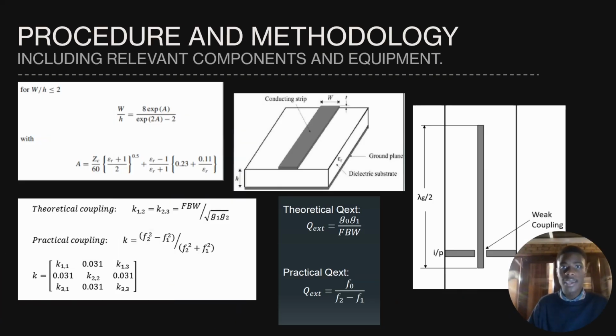Our microstrip layout consists of a half-wavelength resonator implementation. Now, before simulating our microstrip design in ADS, we must first calculate its values. This includes the gain and the substrate thickness. We'll use the equations given to us, and we'll calculate the theoretical coupling and practical coupling using the values as can be seen in our design specifications. We will also calculate our theoretical external quality factor and our practical external quality factor.